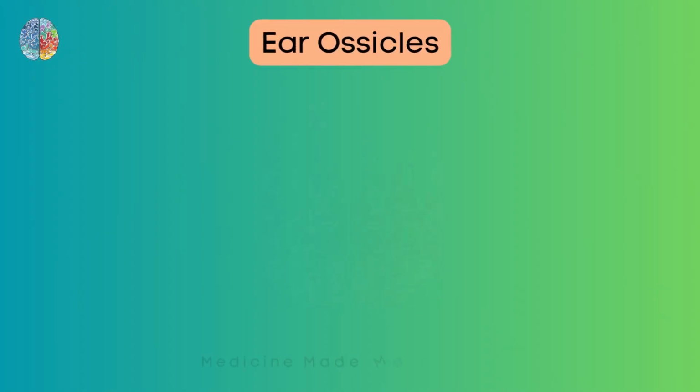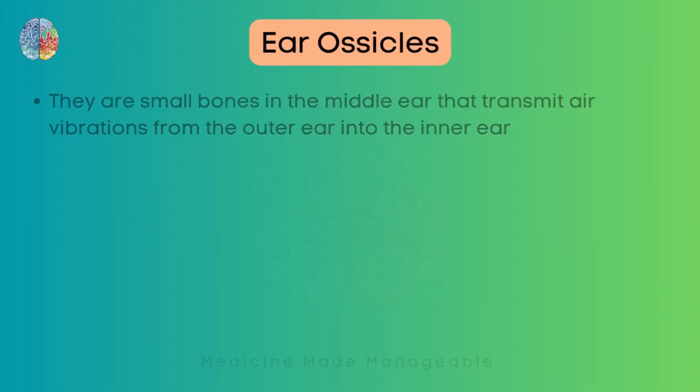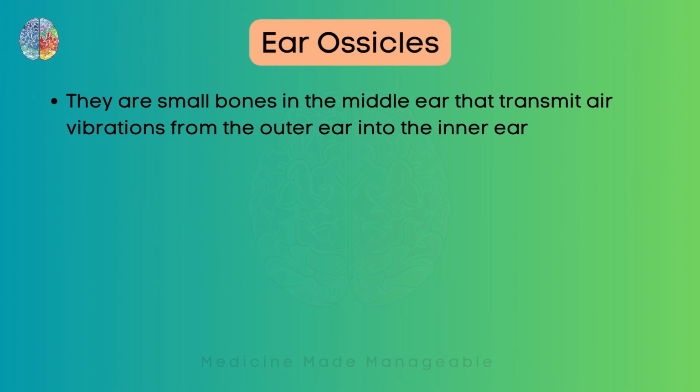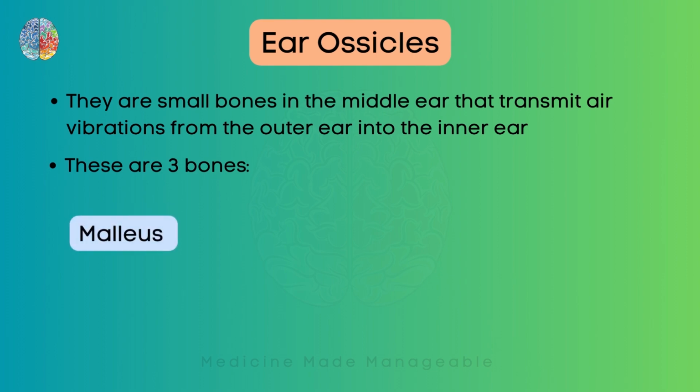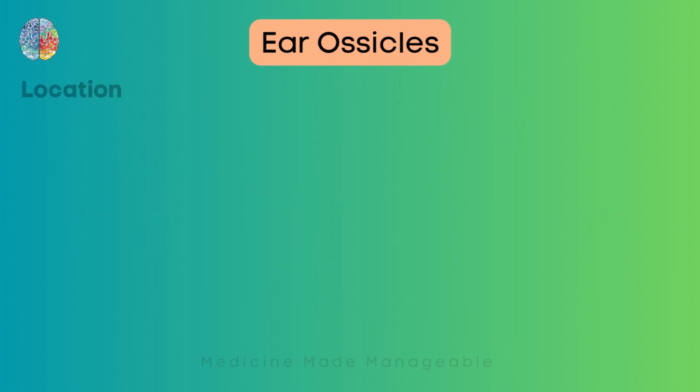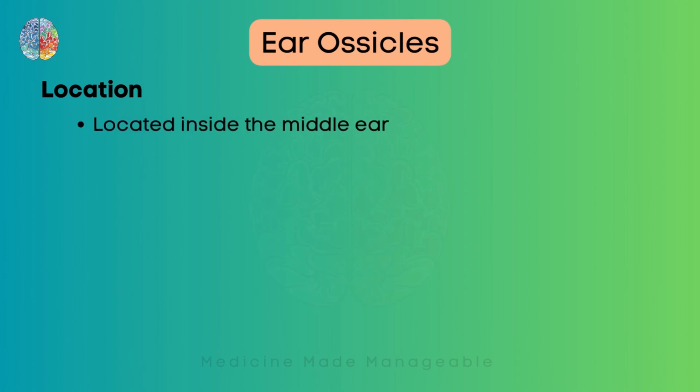So let's start. The ossicles are small bones in the middle ear that transmit vibrations from the outer ear to the inner ear. These are three bones, named Malleus, Incus and Stapes. We will be looking at each of these bones separately. But before that, can you tell me the exact location of these bones? These are located inside the middle ear.